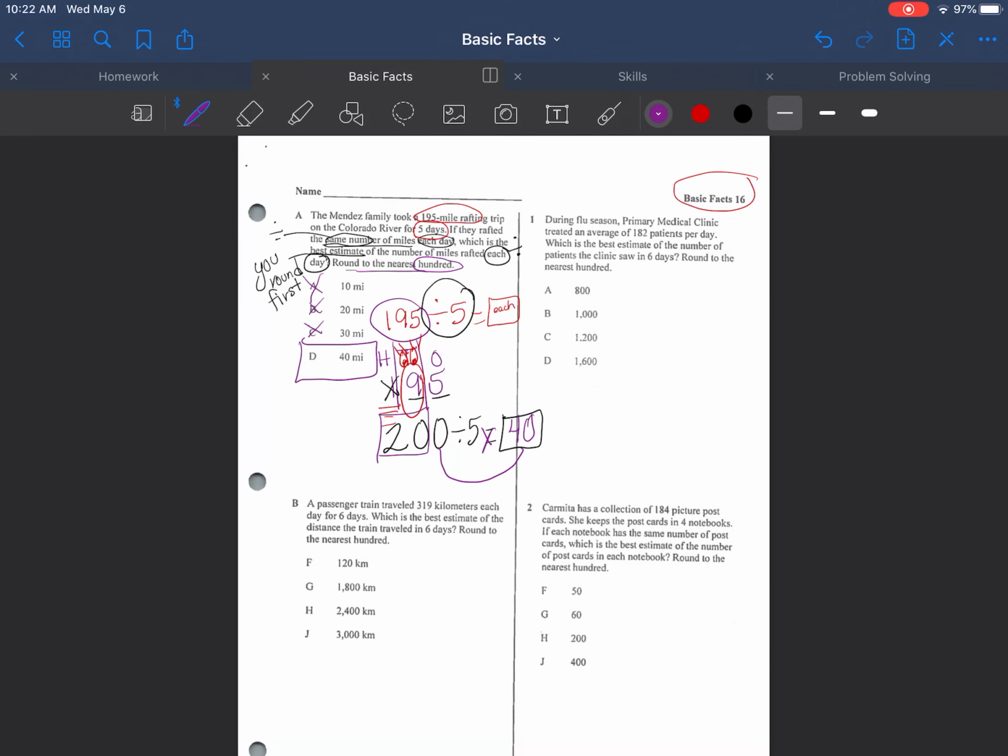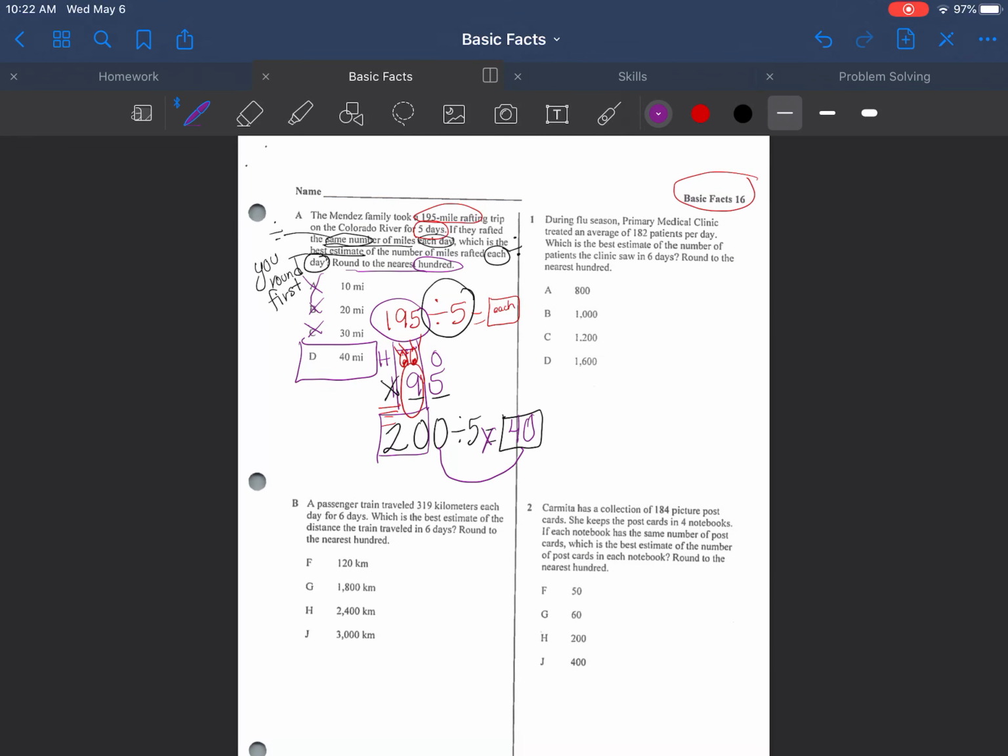So for Friday, you guys will be doing basic facts 1, B, and 2. You're also going to be working on your skills, and you will be doing skills 19, page 5. You're going to be doing skills 20, page 1, and skills 20, page 2. So there's a total of 6 questions. 6 questions and 1 more. That will be 7 questions that you're going to be doing.